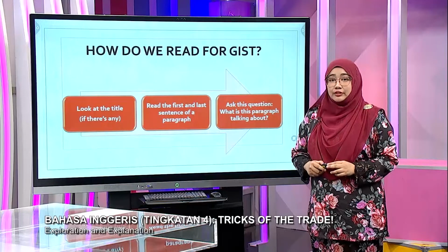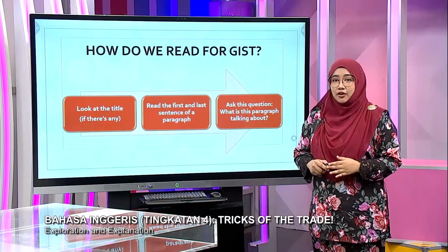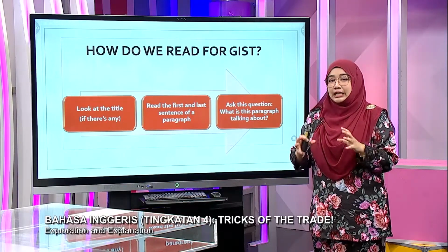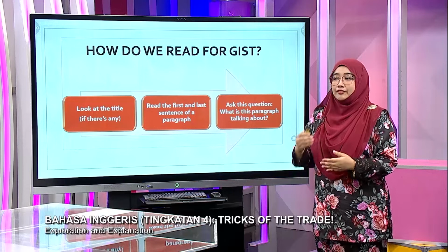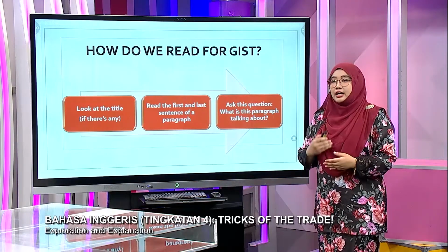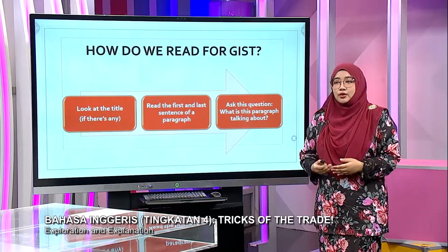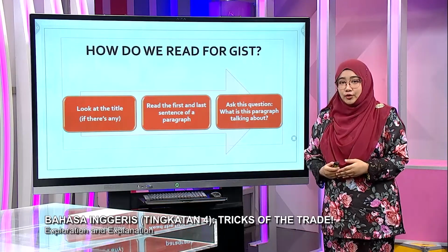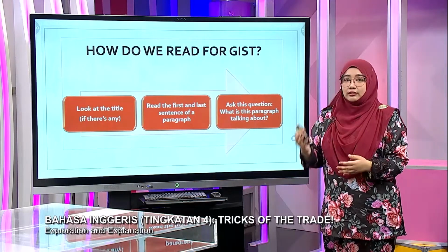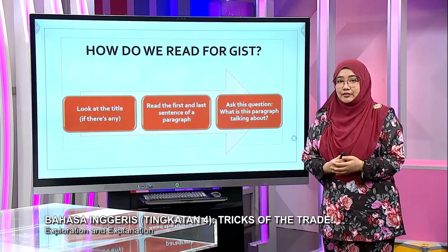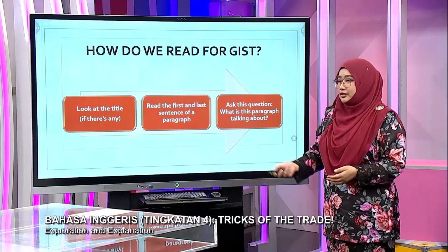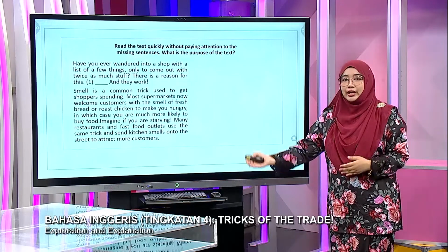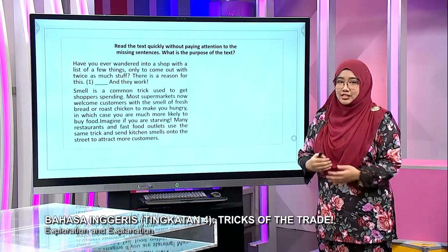Second is for you to read the first and the last sentence of each paragraph, so you would have a clearer idea of the main ideas of each paragraph. And finally, as you go about reading, ask yourself this question: what is this paragraph talking about? Okay, so viewers at home, if you want to read for gist, these are the 3 suggested steps that you should definitely take. Bearing that in mind, now we are going to get our pupils to try out the 3 steps that we mentioned just now.